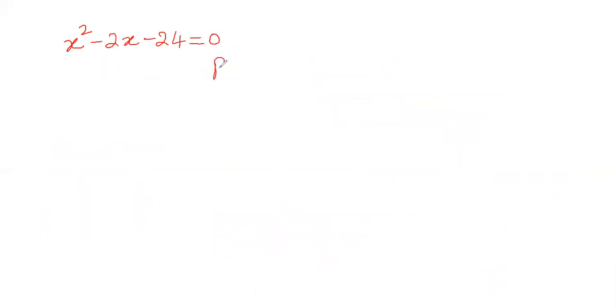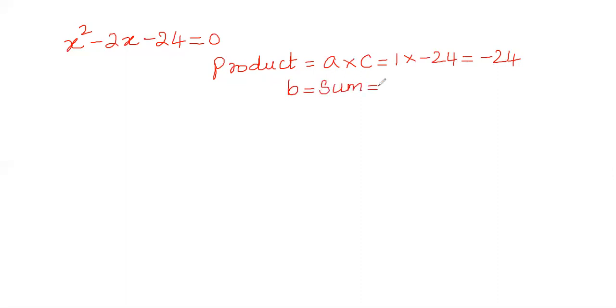You take the product, A times C. So negative 1 times negative 24 is equal to negative 24. And the middle number, B, is the sum, which is equal to negative 2. The value of B is negative 2. You should not omit the negative sign. Sometimes people make mistakes. They remove the negative and take B as 2, seeing only the number and not the sign. So you have to be very careful about the sign. When there is a sign, you take the sign along with the number.